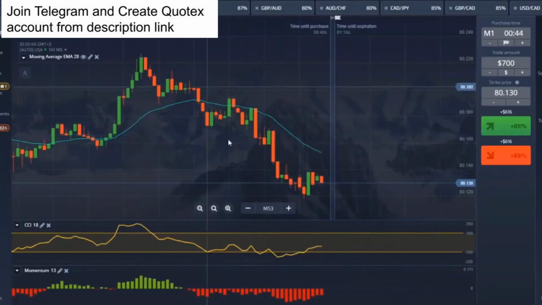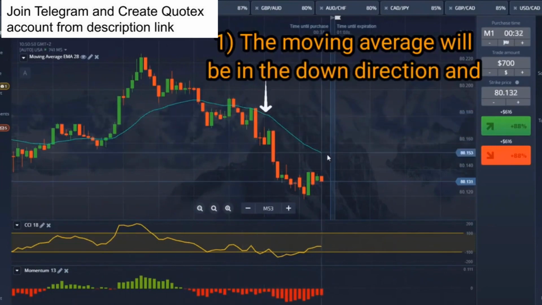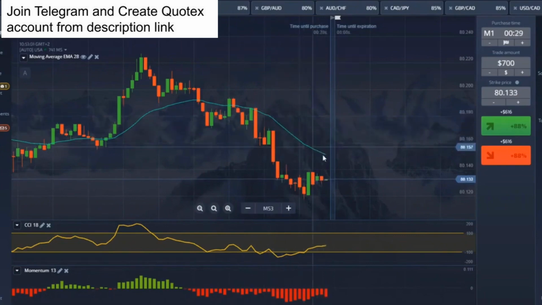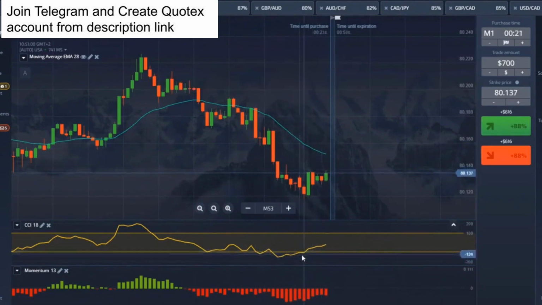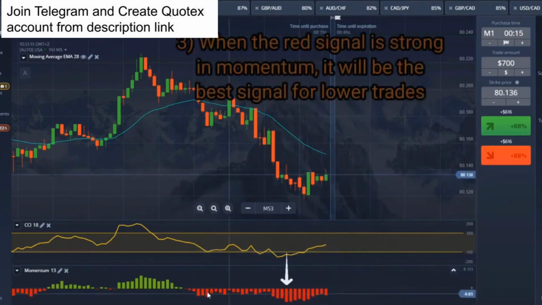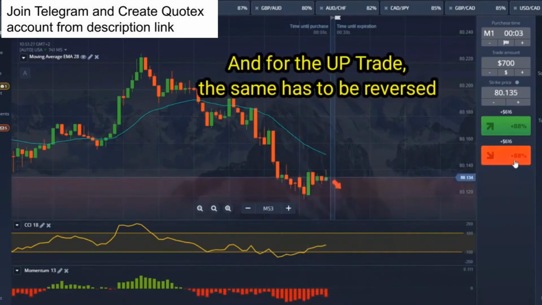Over here we are looking at the indicators in 3 directions, right? The first thing we are looking at on the moving average is the falling down of this particular blue line here. When this line is going down and our CCI line here is at the oversold level, it means that the line is at the bottom of the other lines here. And then we are having a red signal, a very strong red signal in the momentum indicator, right? So it will be a great moment to give it a call option for 1 minute.